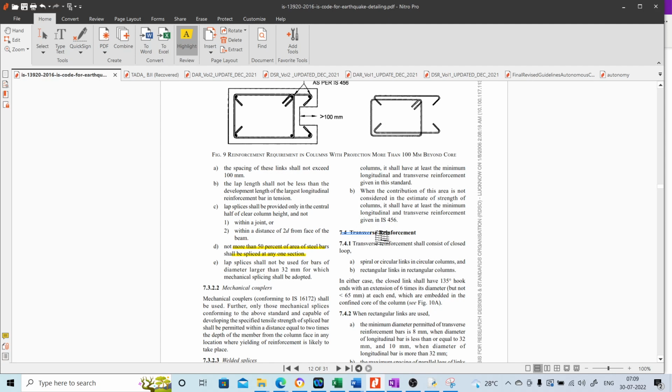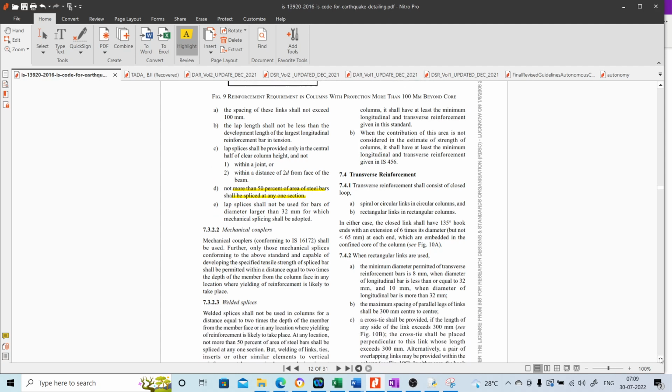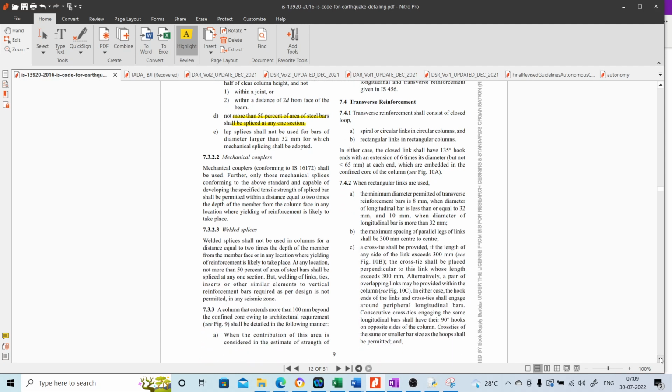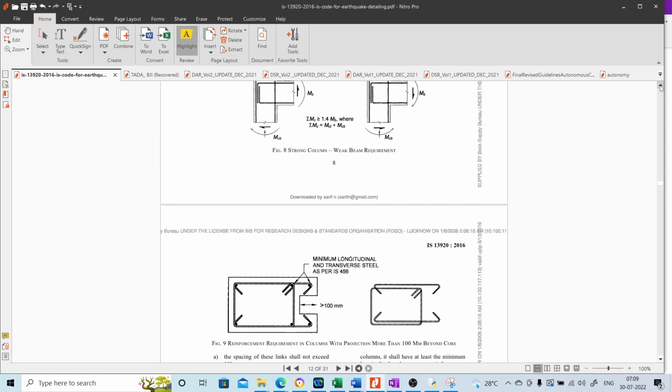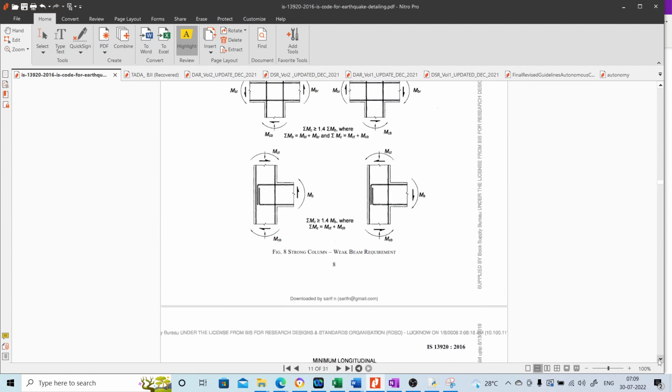Now the crucial part is the transverse reinforcement. In beams, if you remember, we talked about special confining reinforcement. We told that the links have to have a 135-degree hook, with a minimum 6 mm diameter. The minimum diameter of the link is 8 mm. That also we told. Now, in addition, when it comes to column, we have some more restrictions with regard to the links. So let us try to see that.